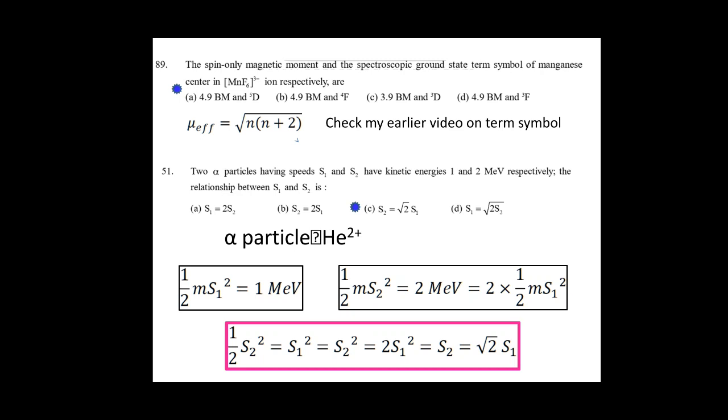So I hope these questions will help you while preparing for your competitive exam.